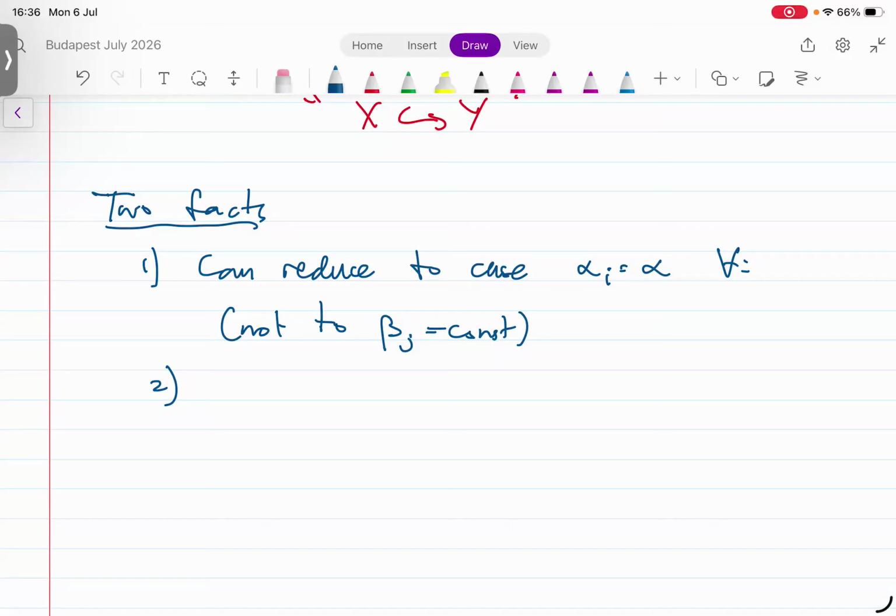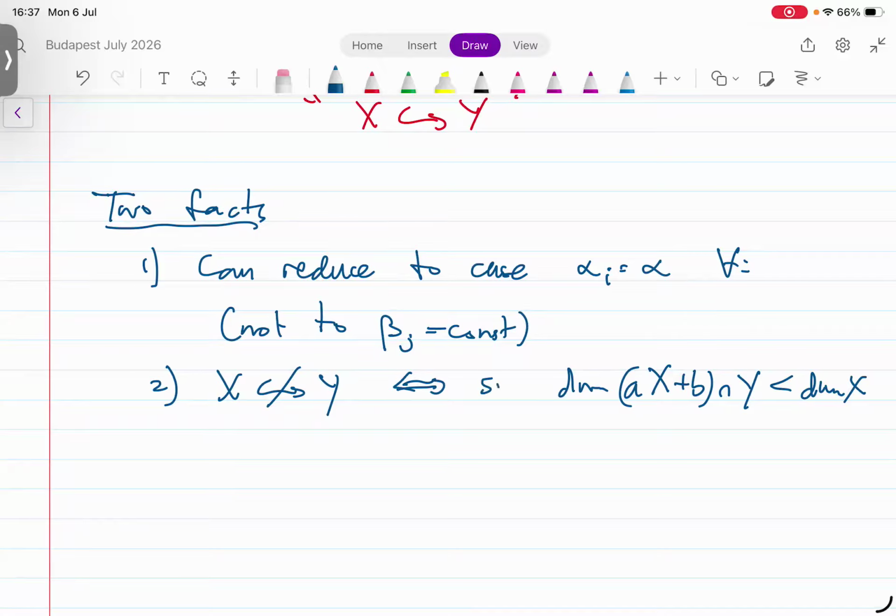So saying that X does not embed in Y is the same as saying that when you look at all the affine images of X and you intersect them with Y and you look at the dimension, then it will be strictly less than the dimension of X. And actually, it's equivalent to a stronger statement, which is that the supremum over A and B of all these intersections is less than the dimension of X.